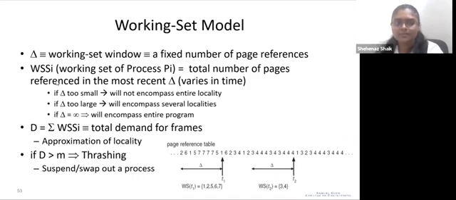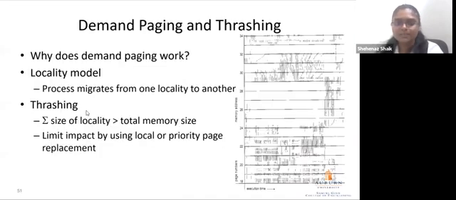And if we consider the working set size to be too large, then there may be a situation where the working set may comprise multiple localities and not just one locality. For example, if we consider from this point to this point, then we see that the entire locality comprises the pages from 29 through 32, as well as from 24 through 18.